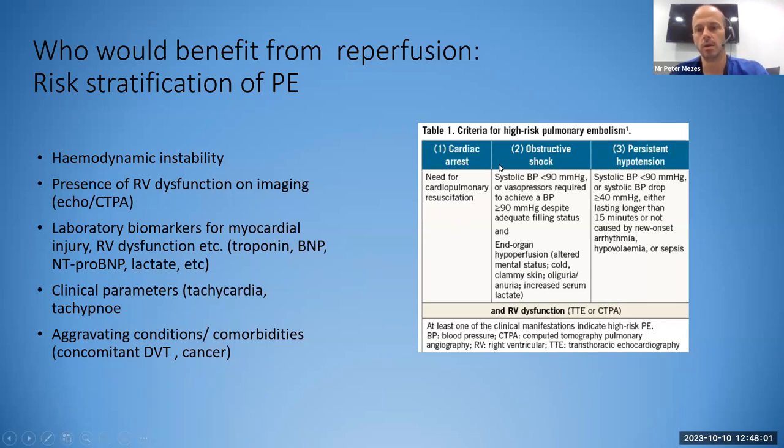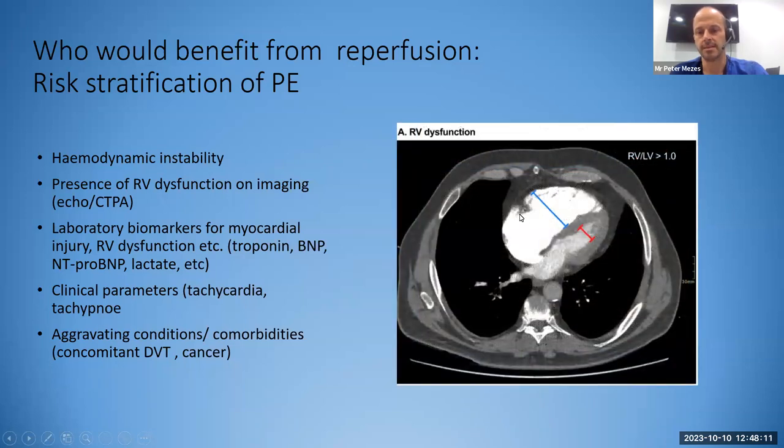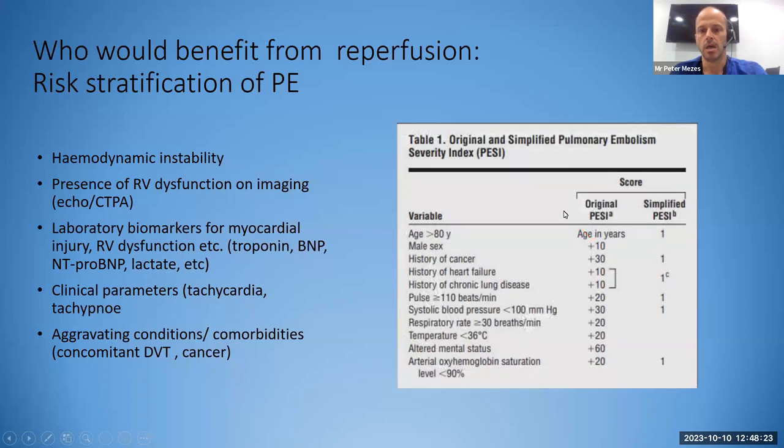So these are the criteria we use to decide whether a patient is hemodynamically unstable. We can detect the right ventricular strain on the CTPA. When the RV-LV ratio is above one, then there is a significant strain on the right ventricle. And we can also use scoring systems, which is the pulmonary embolism severity index, or the simplified version of it, to help to stratify the patients.